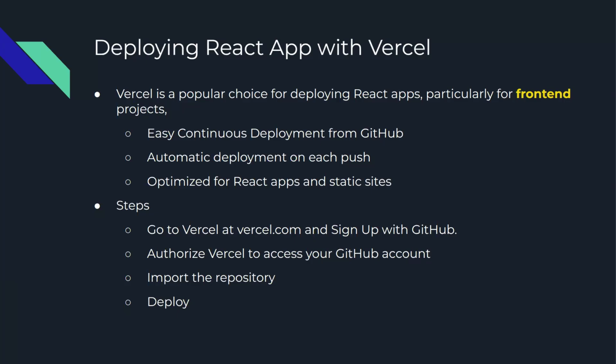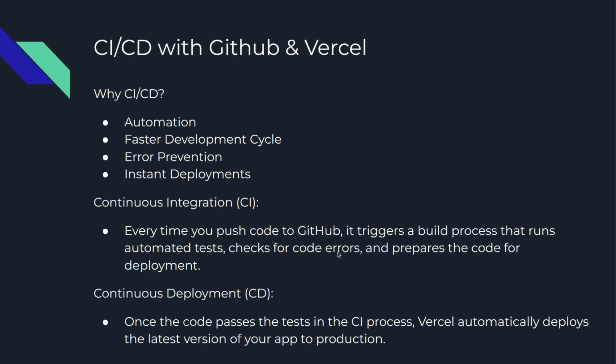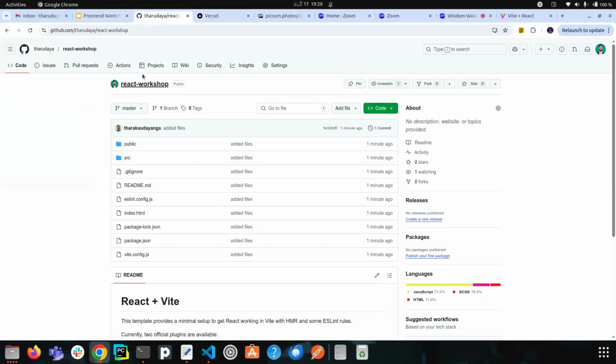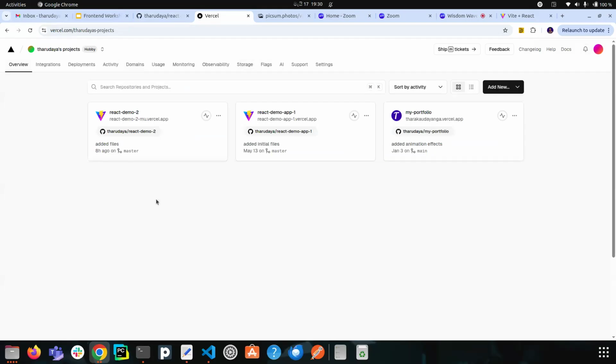If you don't have an account, you can go to vercel.com and then just sign in with your GitHub account. Then you can give the access to whichever repositories you want to give Vercel access to, and then you can easily deploy. I will show that. So now I have this project in GitHub. If I go to my Vercel dashboard, here are all the projects I have already.